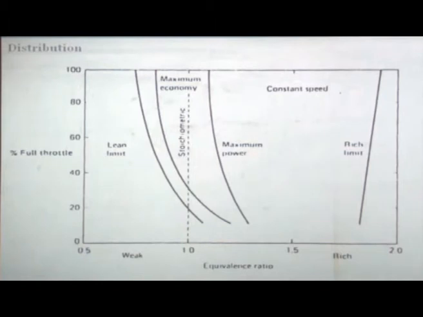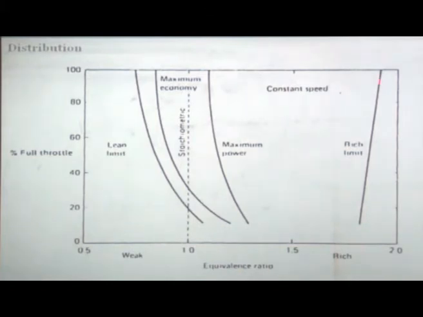So, first you see the lean limit. In an engine, at every throttle there will be a certain equivalence ratio which can really burn. Okay. So, if you look, this is the lean limit. So, when you are at 100% throttle, you will be able to burn the leanest mixture. When you are at low load or no load condition, or throttle is either partly closed or very little open, at that time you require richer mixture. That is why this line is inclined like this.